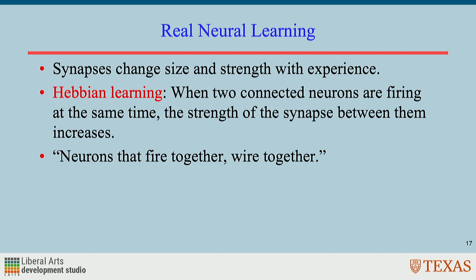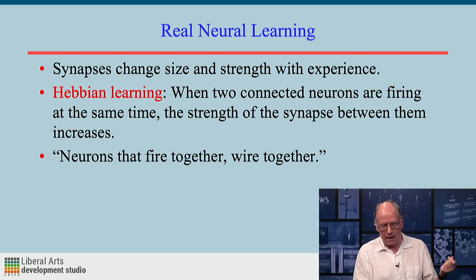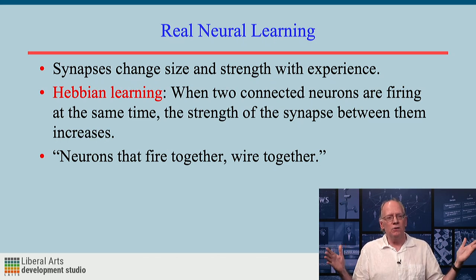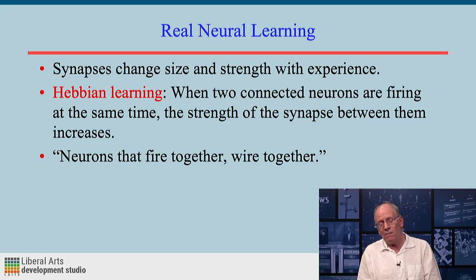So in real neural learning, in real brains, we do know that learning happens by synapses changing their size and their strength and how much chemicals they transmit and what type of chemicals they transmit when they fire. And there's a learning rule that's known in neurobiology called Hebbian. It's named after this guy, Hebb. It says when two neurons that are connected together are firing together at the same time, it strengthens the synapse between them. So neurobiology students learn this with the phrase, neurons that fire together, wire together. If two neurons are firing at the same time, they tend to increase their connection to each other so that they're more likely to fire together in the future.